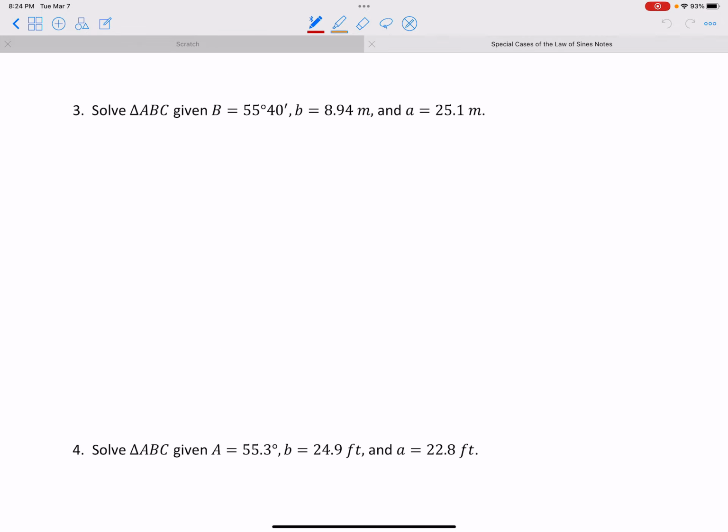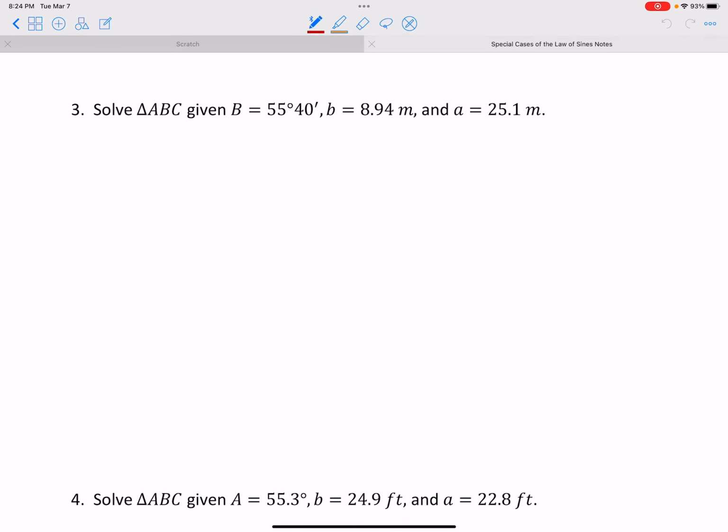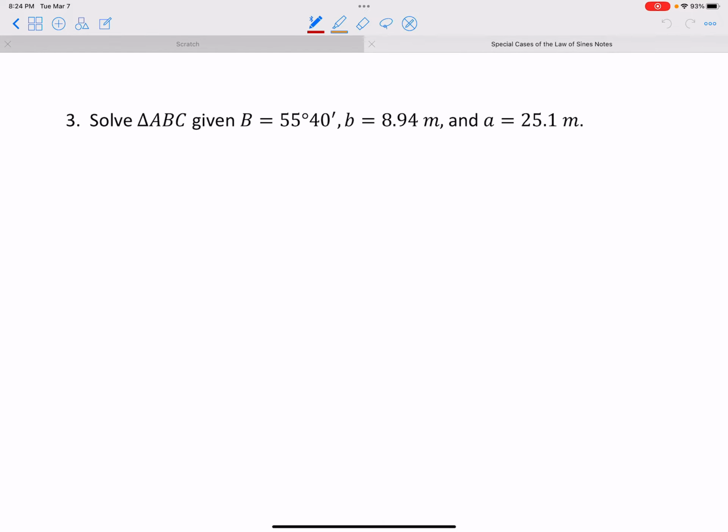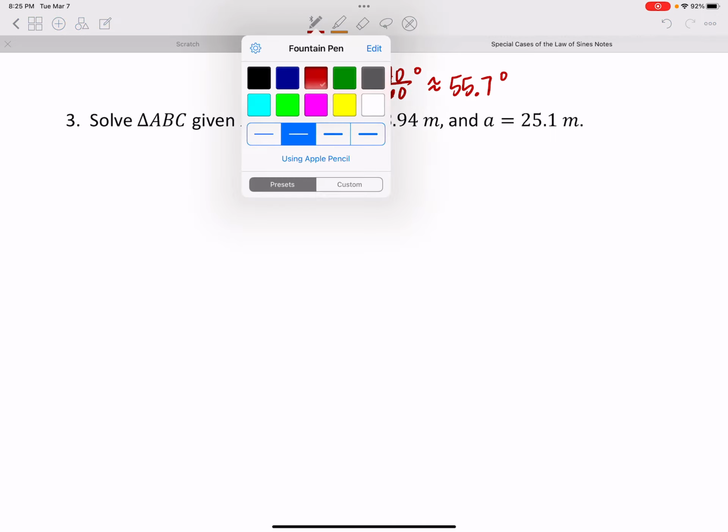We are asked to solve triangle ABC, and we're given an angle in degrees and minutes. Fun times, right? Maybe I'm going to take care of that first. Let's go ahead and change this. 55 degrees plus 40 minutes is 40 out of 60 minutes in the degree, so this is going to be approximately, well, 40 over 60, that's 2/3, so 0.6 repeating. So let's just call it 55.66, let's call it 55.7 degrees, since we're going to end up doing some calculator work with that.